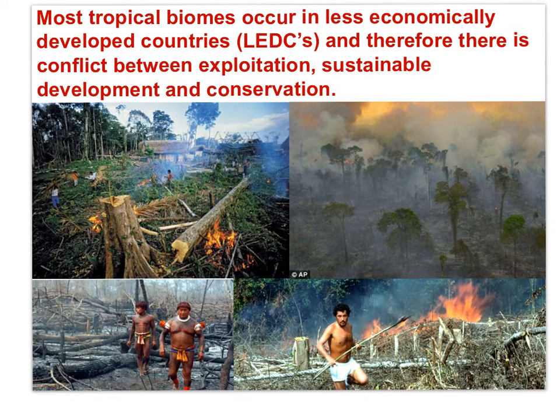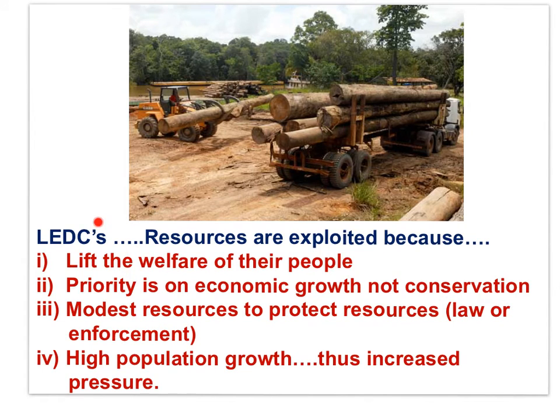Most tropical biomes occur in less economically developed countries, and therefore there is conflict between exploitation, sustainable development, and conservation. In less economically developed countries, resources are exploited because they lift the welfare of the people. The priority is on economic growth, not conservation.